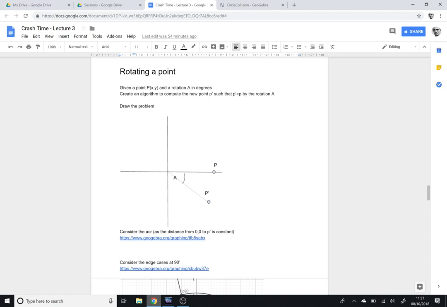We need to rotate points. So given a point P and a rotation A, we need to create an algorithm that will compute a point P dash such that P dash is P rotated by A. So basically what this says is we want to be able to rotate stuff.